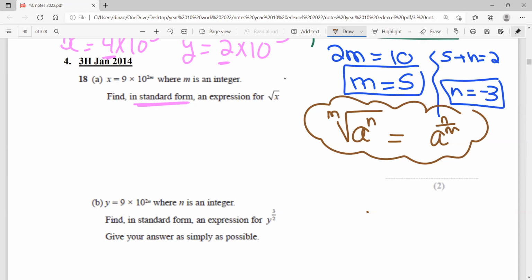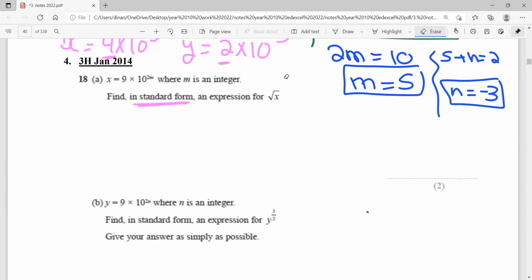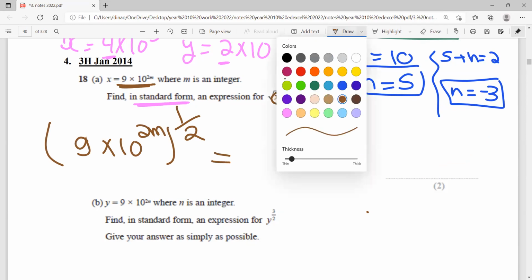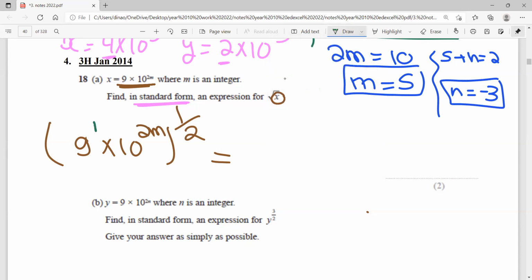Square root is always power half. Cubic root is power 1 over 3. So first, I'm going to remove the square root and put the equivalent power, which is half. Okay? And then I will remove the x and put this instead: 9 times 10 to the power of 2m. Of course, if you remember, in brackets, what do I do with the powers? I multiply the power outside with the powers inside.